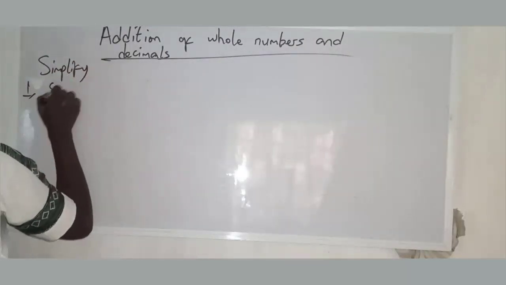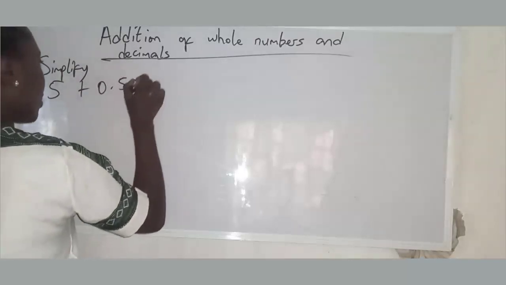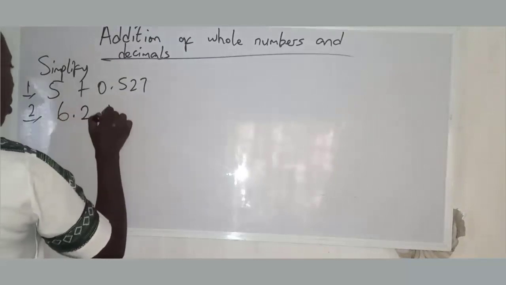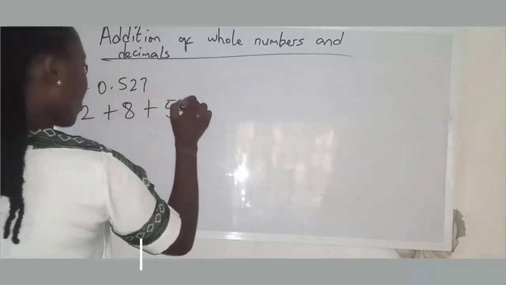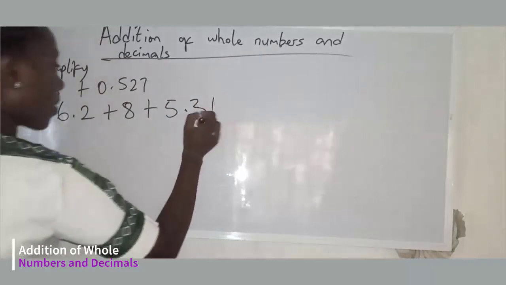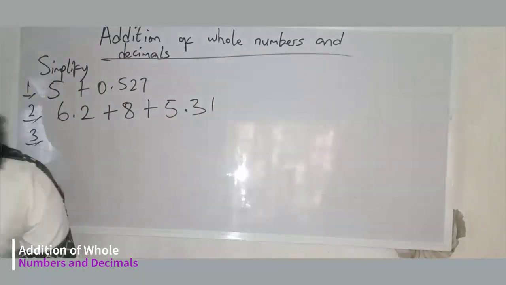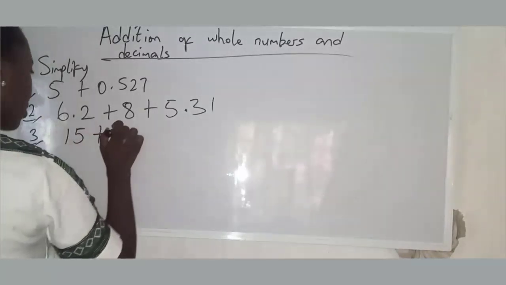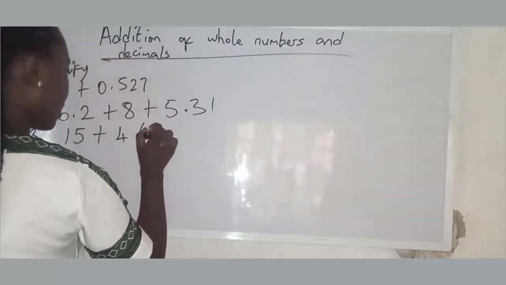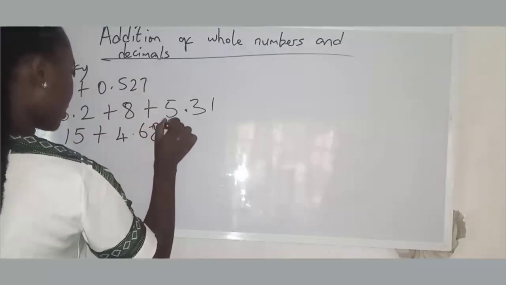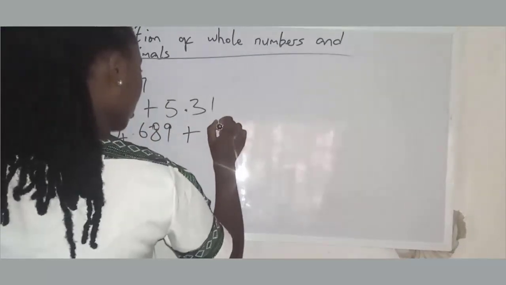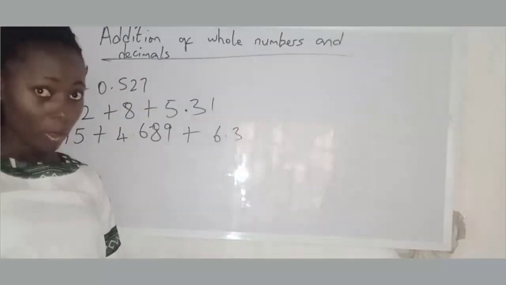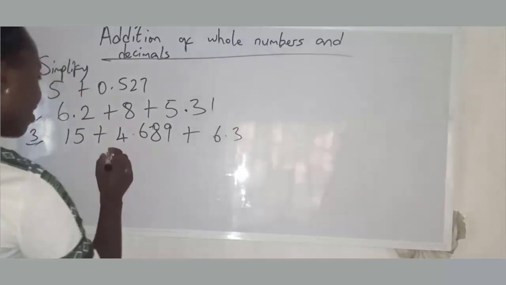Simplify. Number 1, 5 plus 0.527. Number 2, 6.2 plus 8 plus 5.31. Number 3, we have 15 plus 4.689 plus 6.3. Let's see how to solve this. Is it possible? Watch out. Alright, solution.